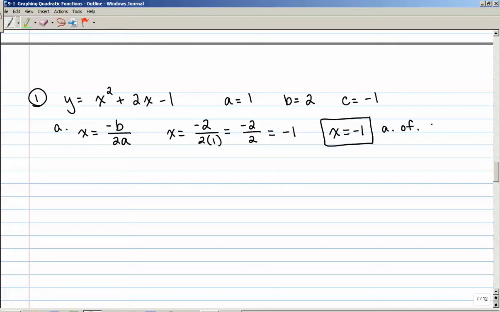That's the equation of the axis of symmetry. Next thing we need to do is to find the vertex. Okay? Because the vertex is a point on the axis of symmetry, I know that the x-coordinate of the vertex is negative 1. So the x-coordinate of the vertex is whatever that is right there.